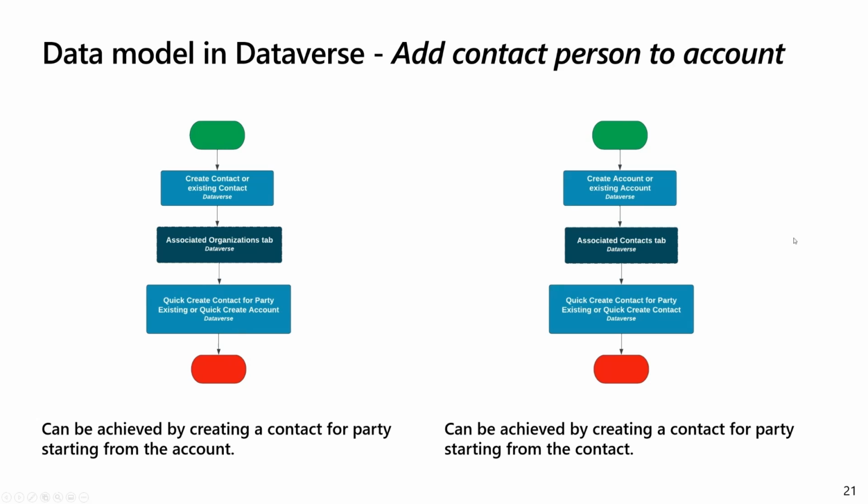The second way to do it, on the right-hand side, is by starting the flow from the account side. So we can either create an account or open the form of an existing account, navigate to the associated contacts tab that is available, and then from there perform a quick create for the contact for party record, and we can either use an existing or create a new contact.